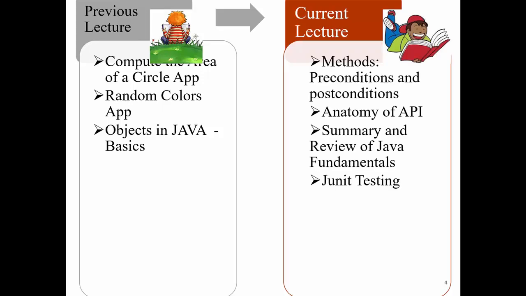Today, we're going to see the method, preconditions, and postconditions. What is the method? We're going to see how we can define a behavior after we create our object. The method represents the behavior of that object.